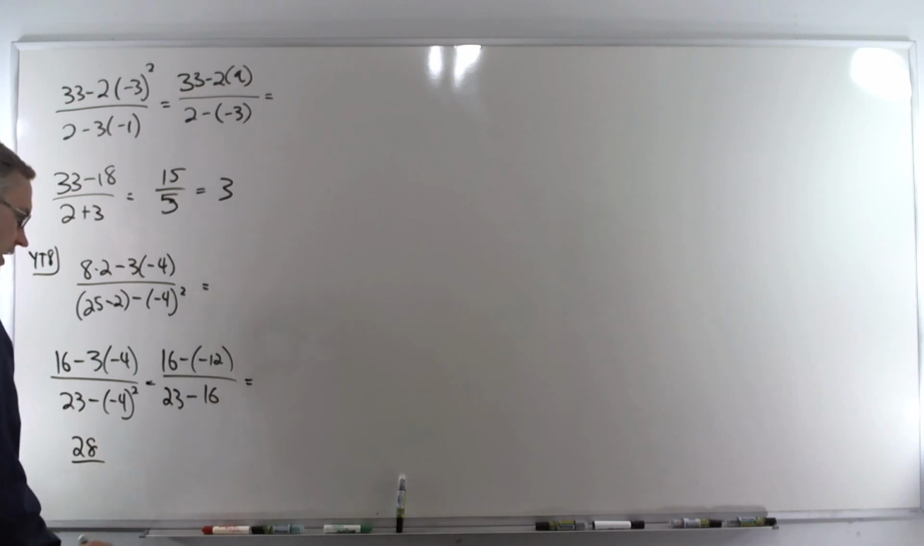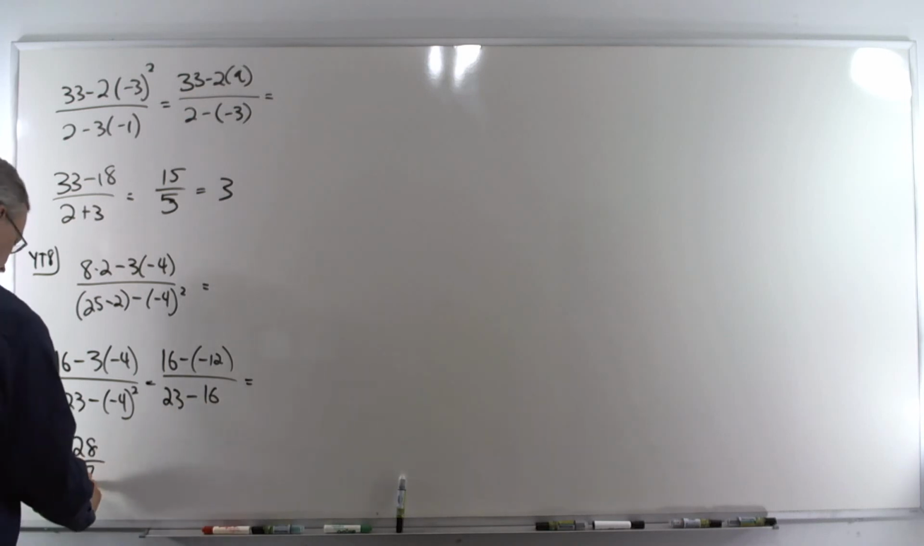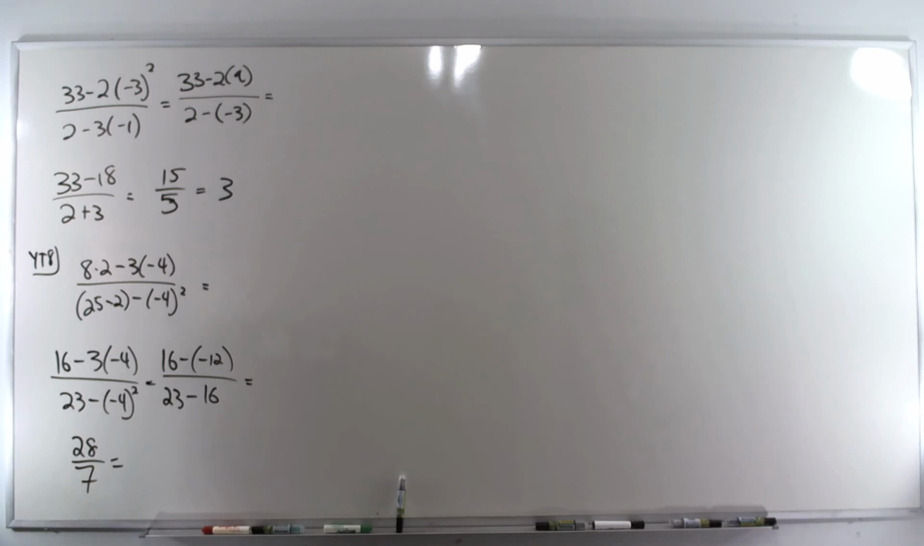You got a single number on the top. 23 minus 16 is 7. So single number on top, single number on the bottom. Now we can divide to get 4.